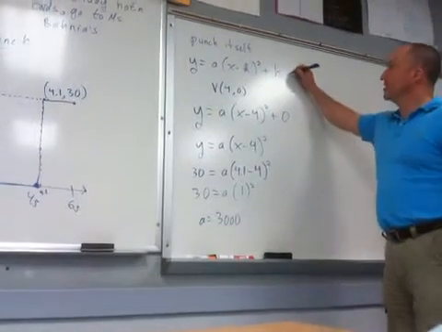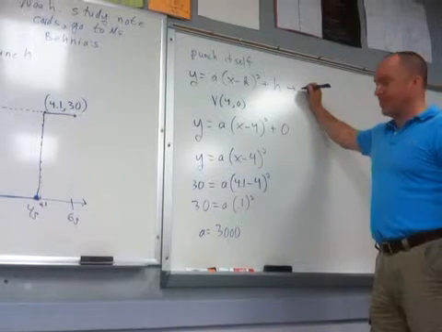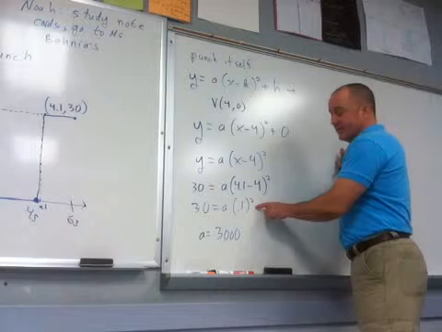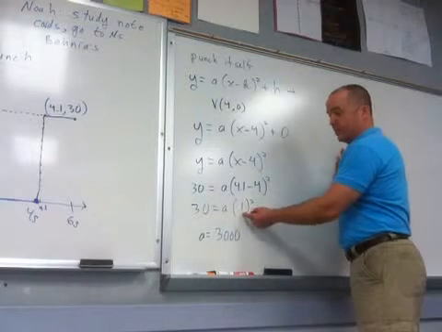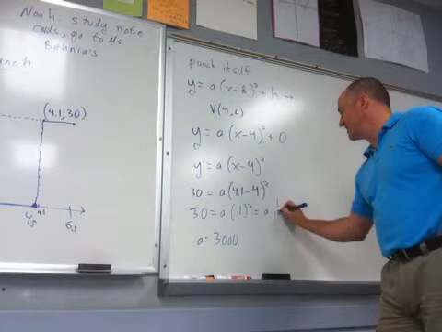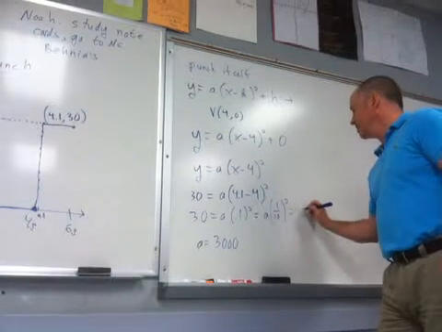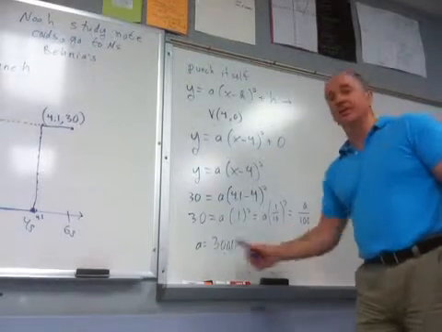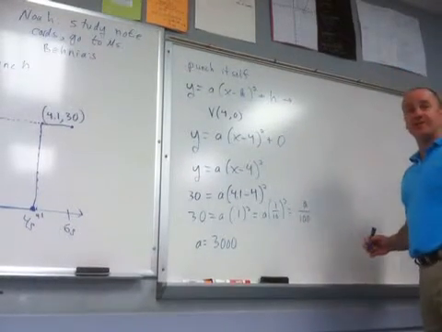So my parabola that models what? My 30 equals a times 0.1 squared. 0.1 squared, I think of it as 1 over 10 squared, so that's a times 1 over 10 squared, or a over 100. Multiply both sides by 100. You'll get a equals 3,000.